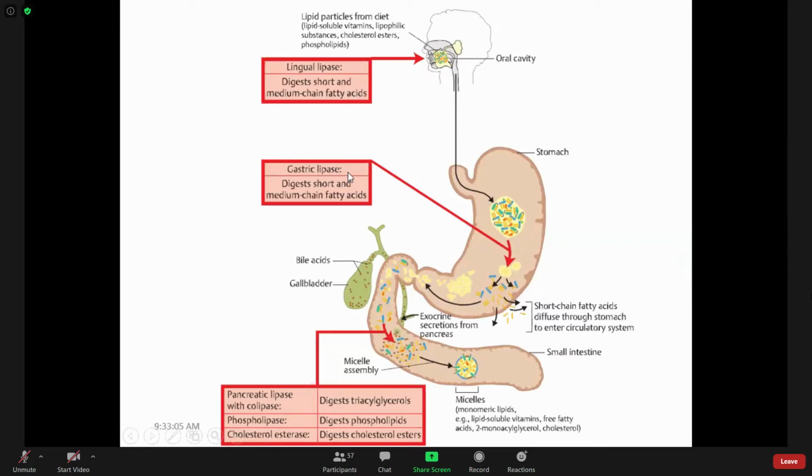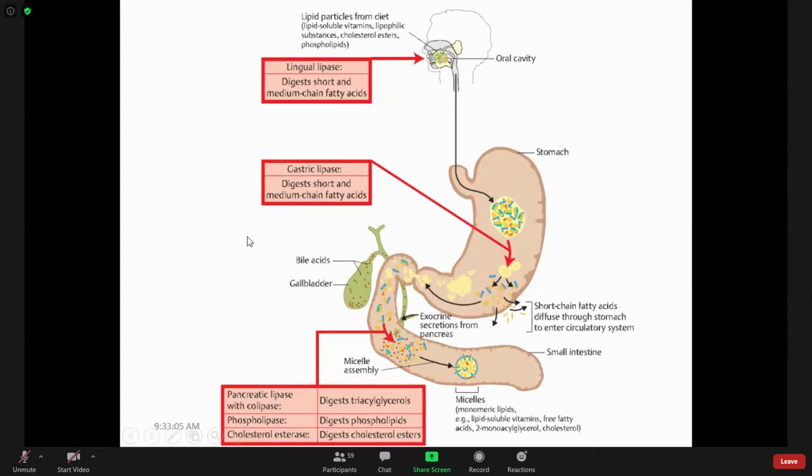Similar to gastric lipase, which is secreted from the chief cells of the stomach, it is also responsible for digestion of triacylglycerol containing short and medium chain fatty acids. The pancreas secretes pancreatic lipase, which is the main enzyme responsible for digestion of triacylglycerol contained in food. Apart from that, there are phospholipases, which are responsible for digestion of phospholipids, and cholesterol esterase, which is responsible for digestion of cholesterol esters.